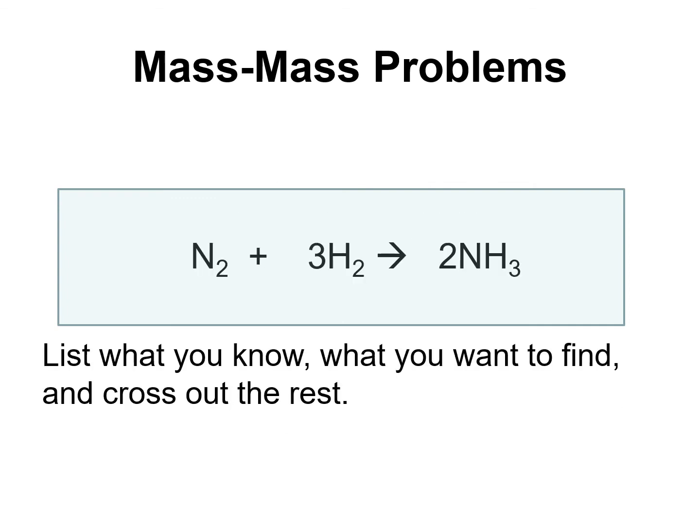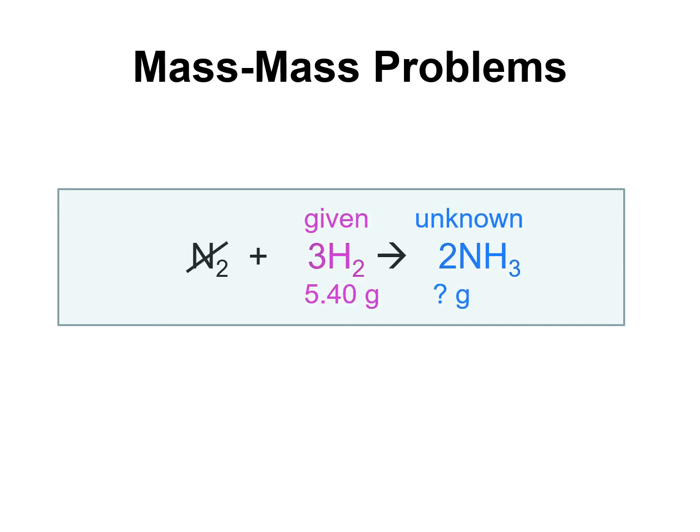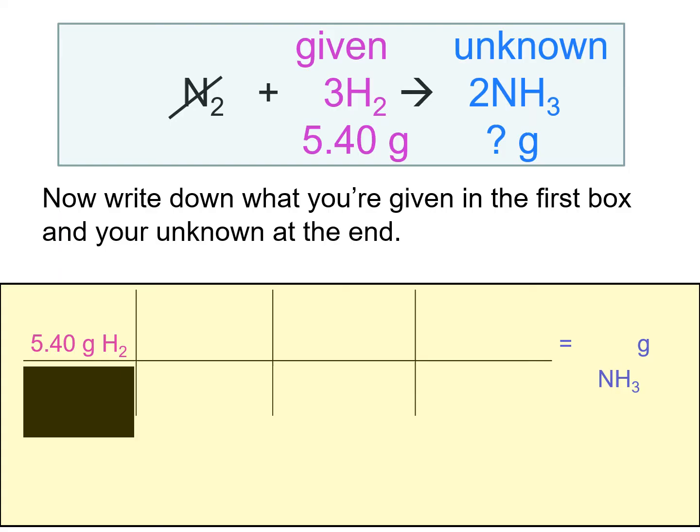First, as I've said before, it would be a good idea to label our equation with our given and our unknown. We are given 5.4 grams of hydrogen. Our unknown is a quantity, a mass of ammonia, and we have an excess of nitrogen. Anytime it says excess, that's the one you want to mark through. So in our grid, we're going to write 5.4 grams of hydrogen over on the left-hand side, grams of ammonia way over on the right-hand side, and we look at our mole roadmap.